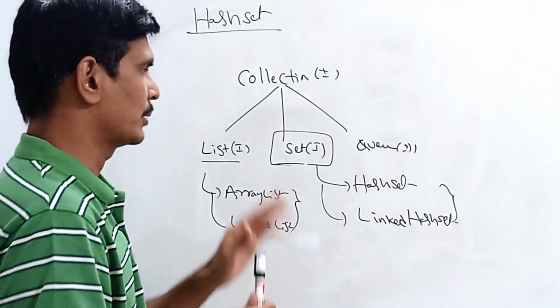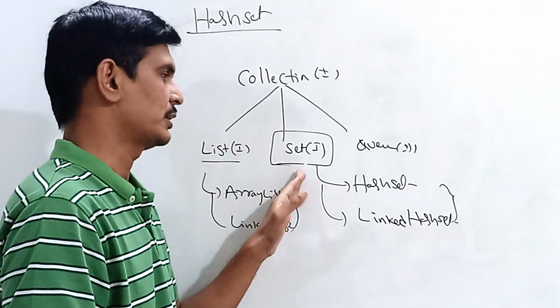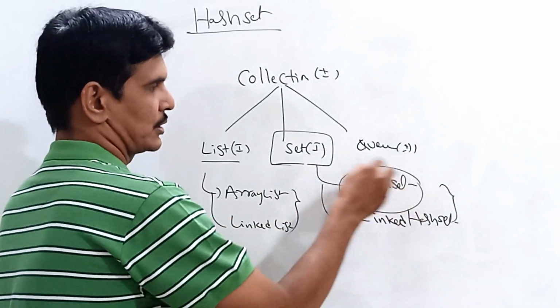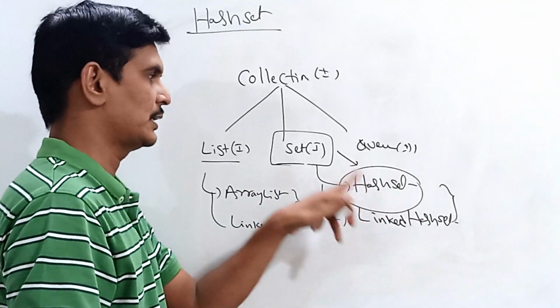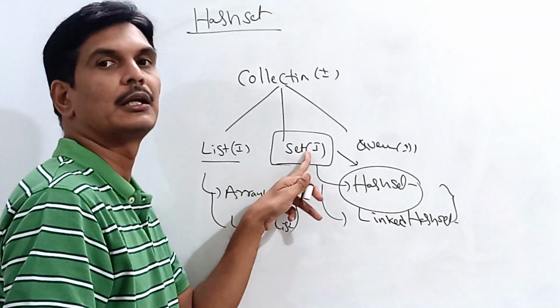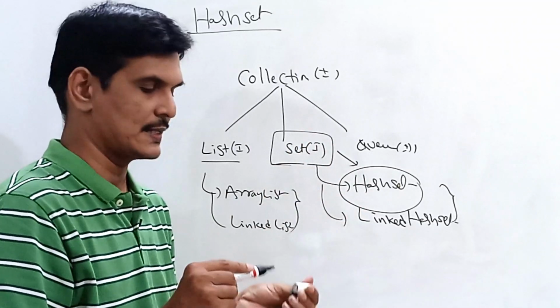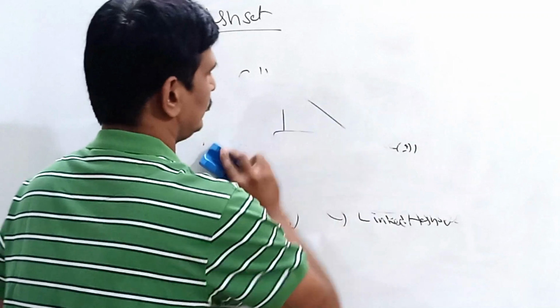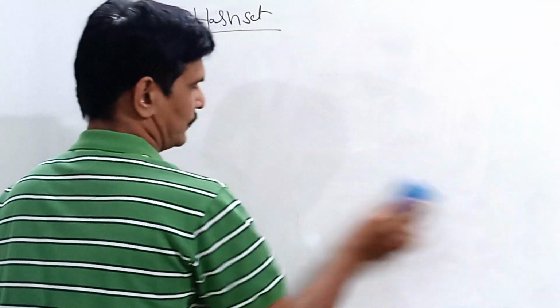Now we will discuss more about the Set interface, when we have to choose it, and the HashSet class. This is the main class we are going to discuss today, and this is the child class derived from the Set interface. All the methods we have in the Set interface are implemented by the HashSet class. So now let us focus on the HashSet class.